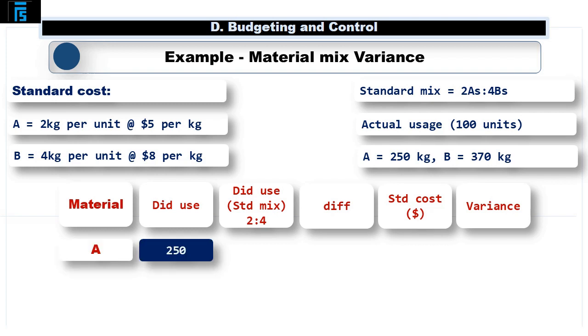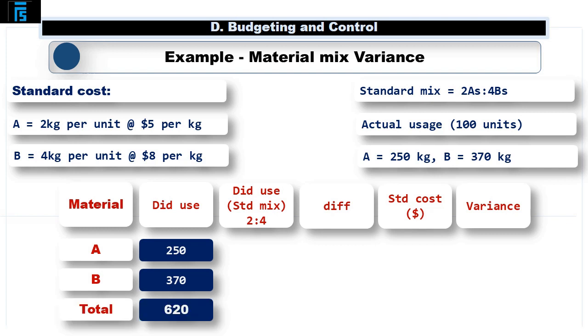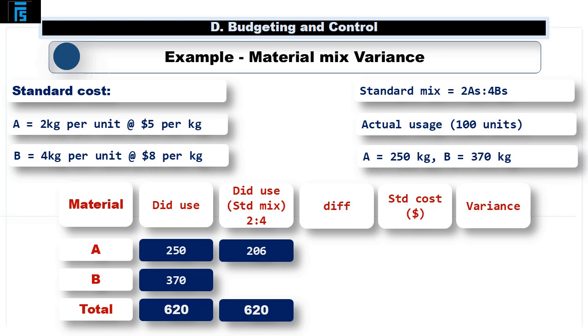In the case of A, we actually used 250 kg, and for B we actually used 370 kg. In total, we therefore used 620 kg of material. Applying the standard mix of 2 to 4 to this 620 kg, we can work out what the quantity of A and B should have been based on the standard mix. The total material used still needs to total 620 kg. So using the 2 to 4 ratio, this gives us 206 kg for A and 414 kg for B.